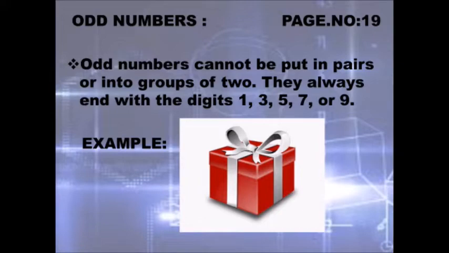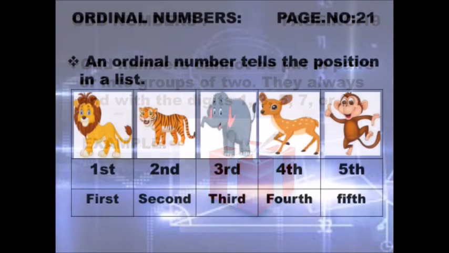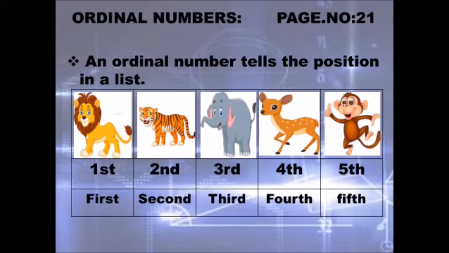Now let's see today's topics. Now let's start our today's session. Ordinal numbers, in page number 21. What is meant by ordinal numbers? An ordinal number tells the position in a list. Here we have a list of animals for an example.